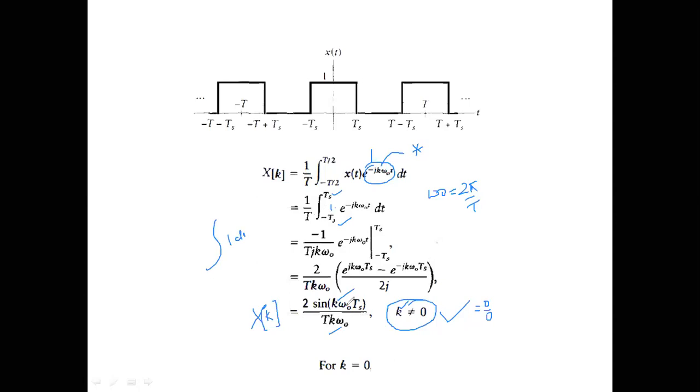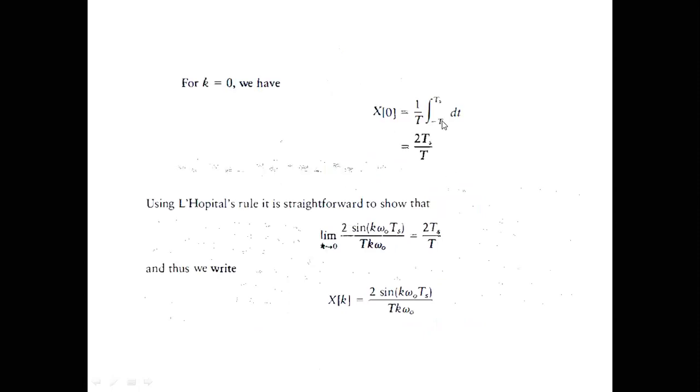This is a very tricky question. Whenever you are given these particular graphs, finding the value at 0 becomes very tricky. Let us see how the author has done it. For k equal to 0, it's simply the integral of 1 dt from minus Ts to plus Ts.